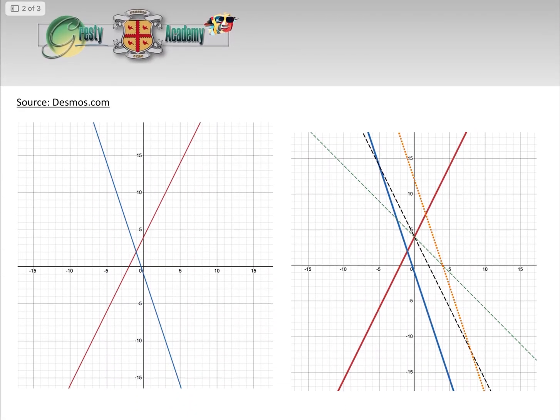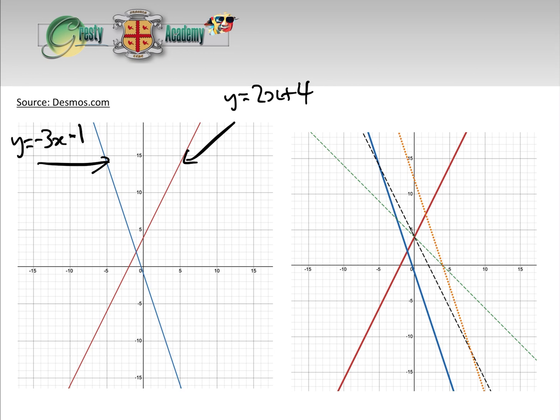This is what we're going to do now, and this is thanks to desmos.com, by the way. We have this brown line, which is y equals 2x plus 4, and we're going to transform it into this blue line, y equals minus 3x minus 1. A lot of people think there's only one way to do it. Well, there's not. There's an infinite number of ways to do it, and we're going to show two different methods.